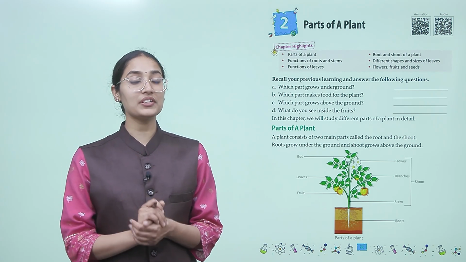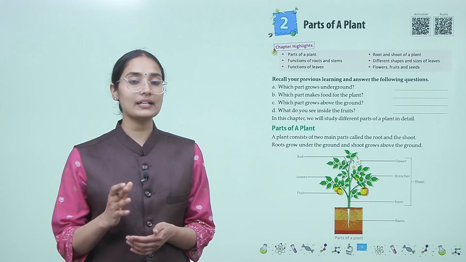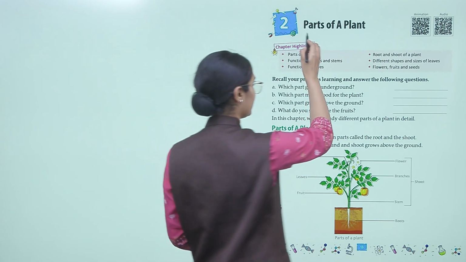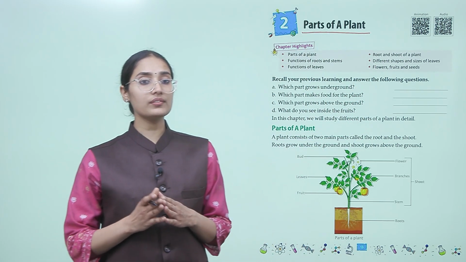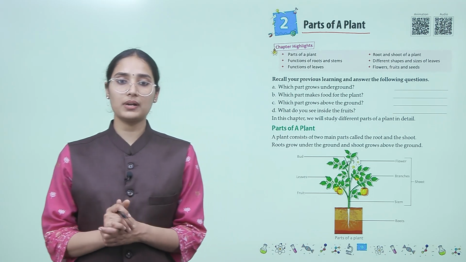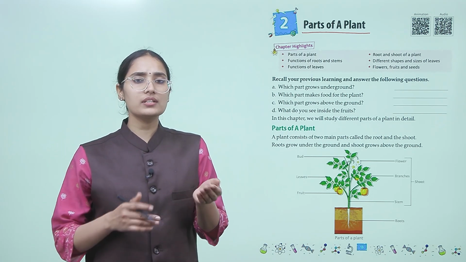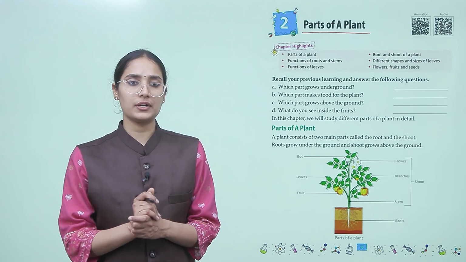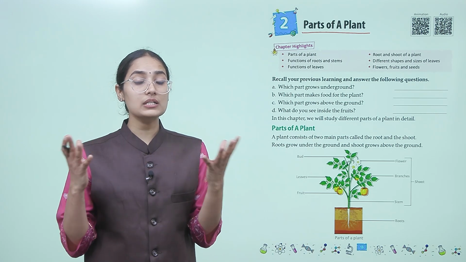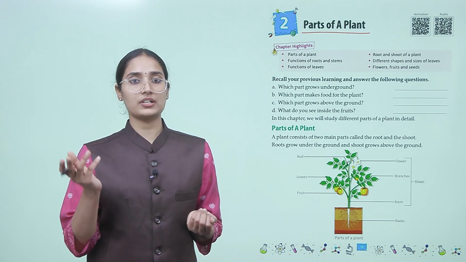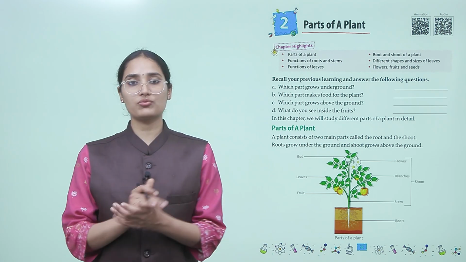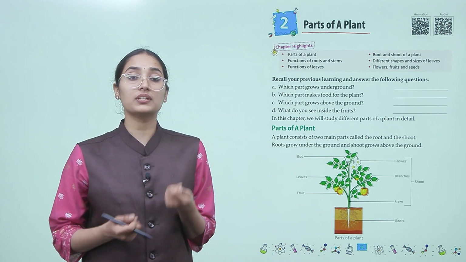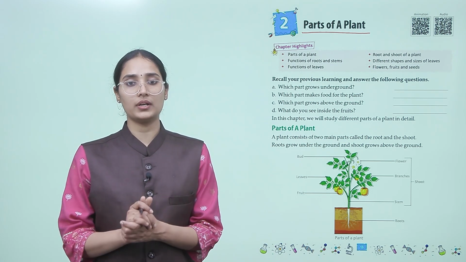So today we will learn about parts of a plant. So students, in this chapter we will learn about different parts of a plant and what the root and shoot system in a plant is, alright? What are the different functions of these parts, right? Why are there so many parts of a plant? What are the functions? What is the purpose that they hold, right?